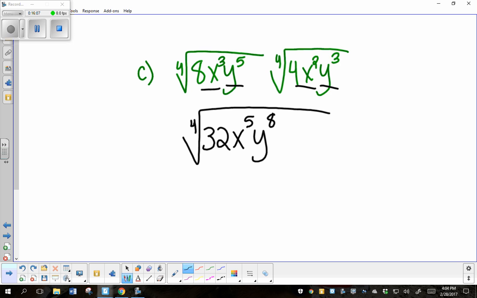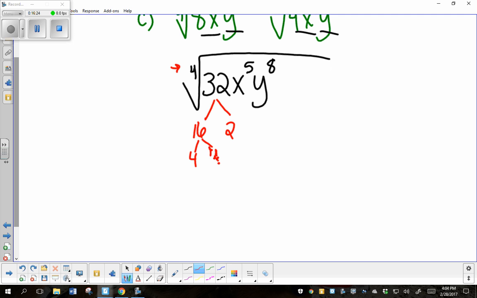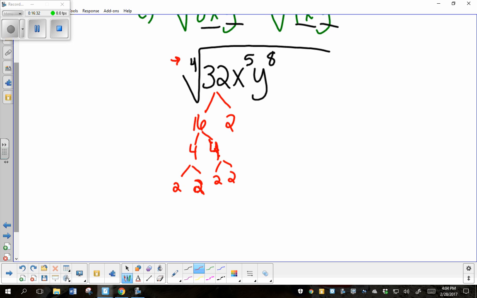Now let's see if we can simplify this at all and find any groups of 4 that we can pull out. So let's see, 32 is 16 times 2. 16 is 4 times 4. And each of those 4s is 2 times 2. So I'm looking for a group of 4. So I've got 1, 2, 3, 4 2's, so a 2 can be pulled out. This 2 is going to have to stay on the inside. So if I want to start writing the parts of my answer over here, I can. A 2 comes out, and then 2 stays on the inside.